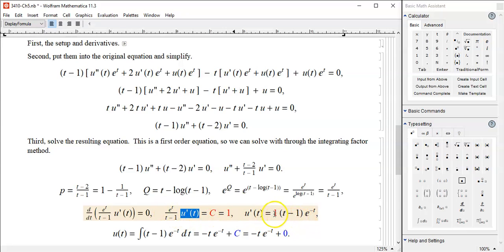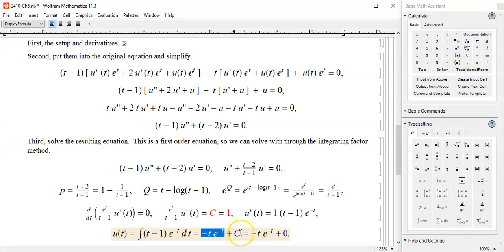Flip this one over to the other side. What do you get? t minus 1 times e to the negative t power times 1, and that's your u prime. How to get u? Well, let's take the antiderivative using integration by parts. If you do that, you're going to get negative t e to the negative t power.